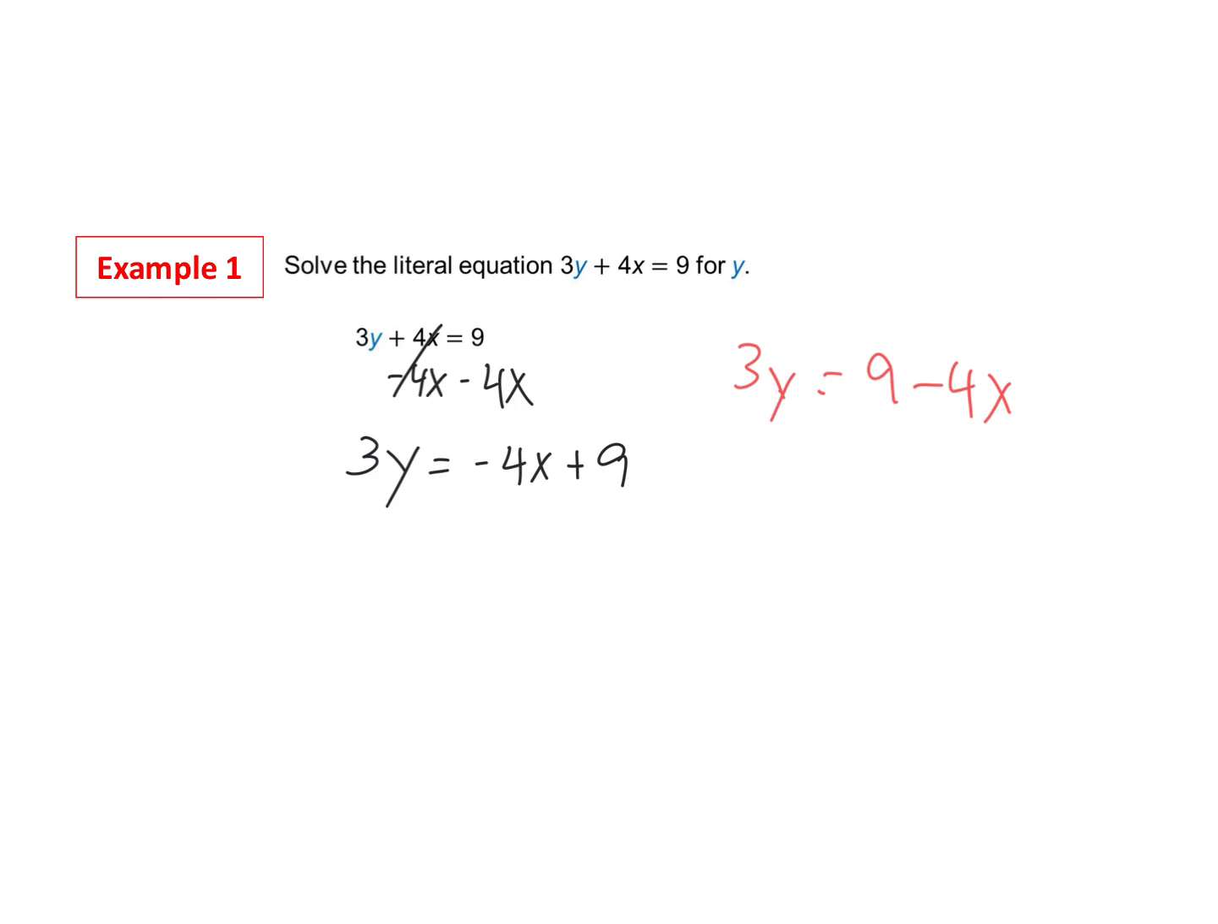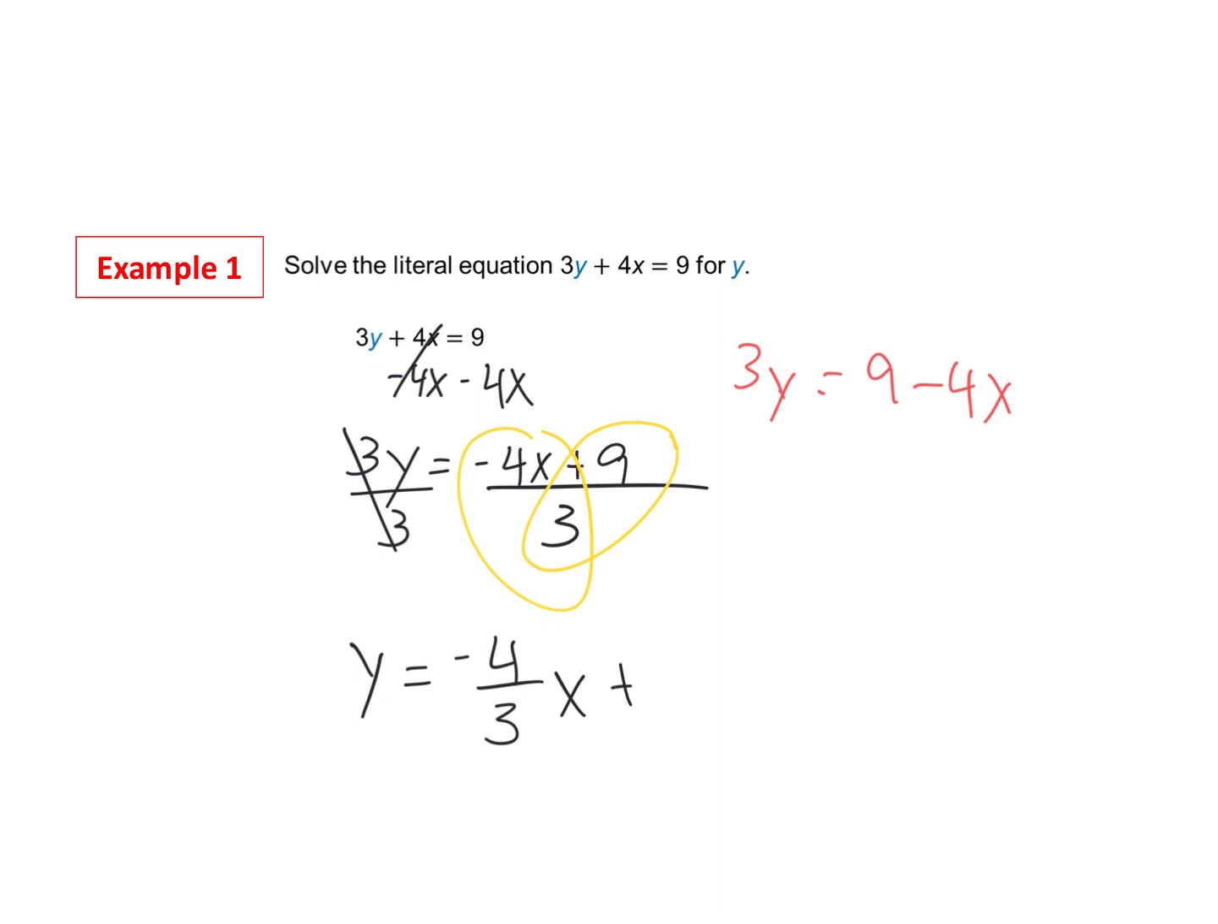Now, since I want the y to be alone, I'm going to divide both sides by 3. Again, please remember that 3 belongs to the 9 and also to the 4x. So you can get y is equal to negative 4 over 3x plus 9 over 3, which simplifies to y is equal to negative 4 over 3x plus 3.